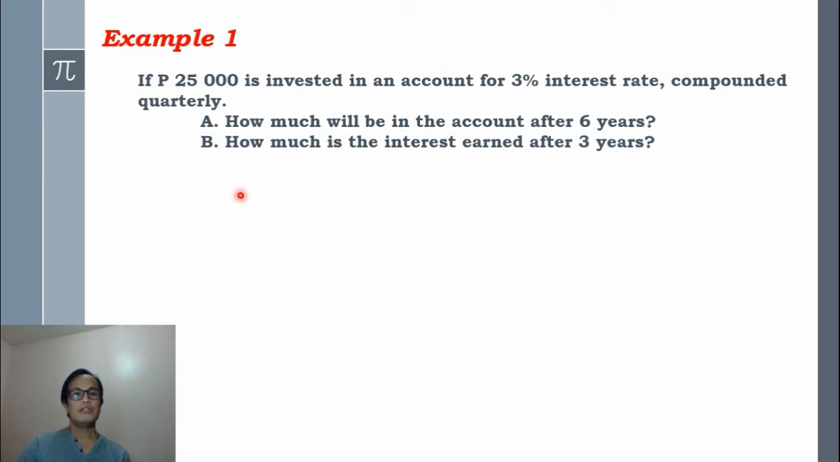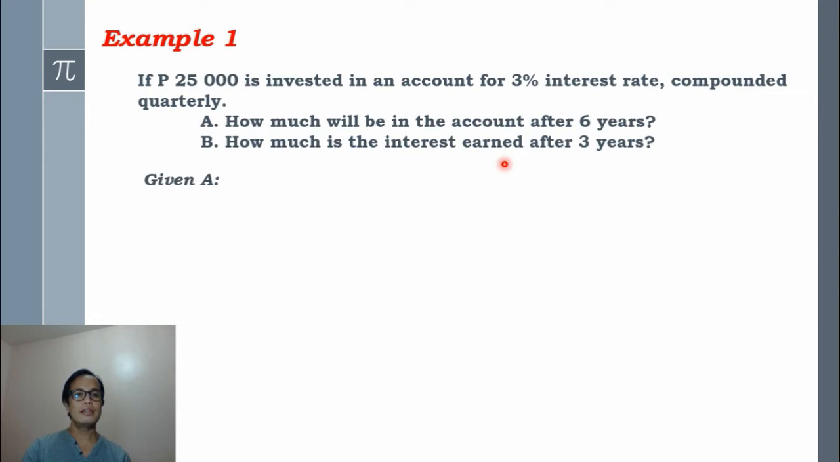Then you are told to find letter A, how much will be in the account after 6 years, and letter B, how much is the interest earned after 3 years. So letter A talks about the future value of the amount, which is 25,000 pesos invested, and the second problem is about finding the compound interest after 3 years. So we will have first letter A.